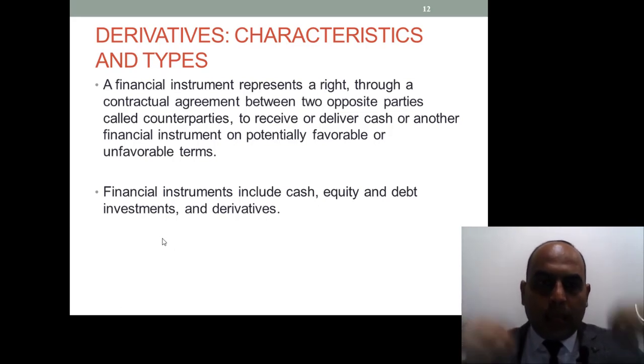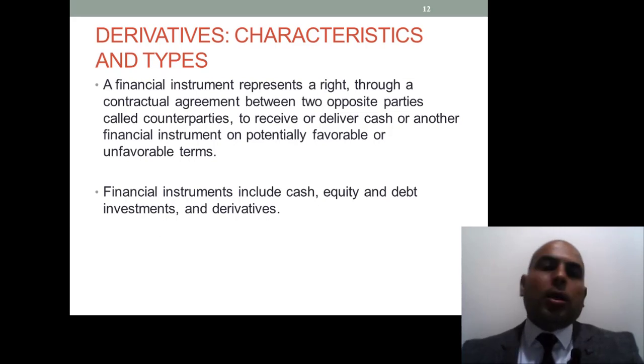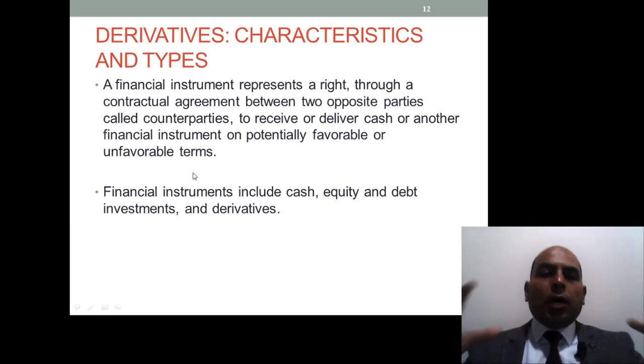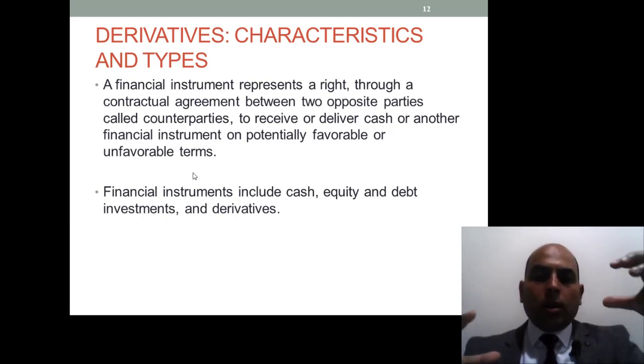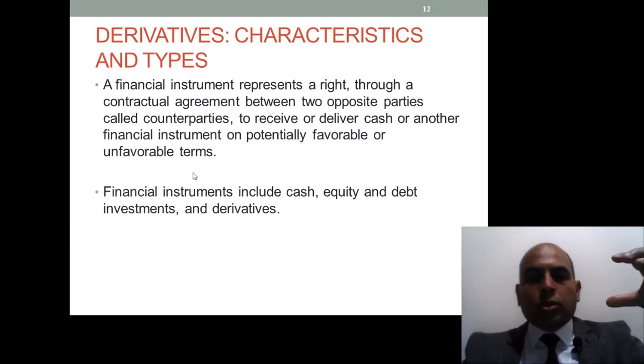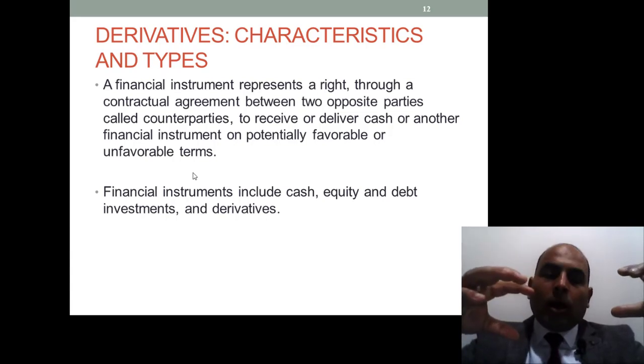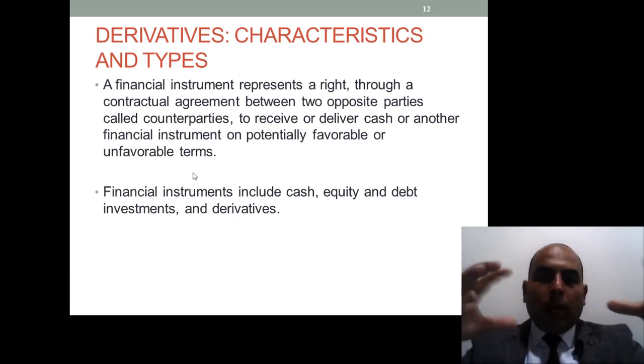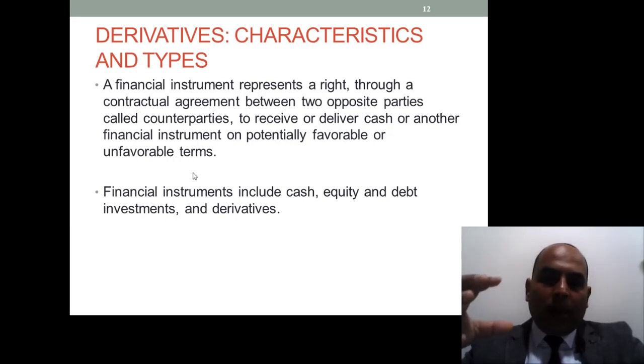These parties agreed to enter into this contract to receive or to deliver cash or another financial instrument on potentially favorable or unfavorable terms. Now, one of these parties agreed to sell, one of them agreed to buy. I agreed to buy $100,000 after 1 month, and he agreed to sell me $100,000 after 1 month. For that, we are two opposite parties. One of us agreed to sell, one of us agreed to buy.